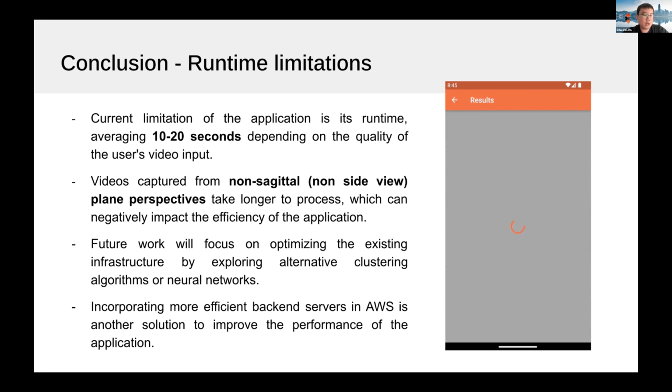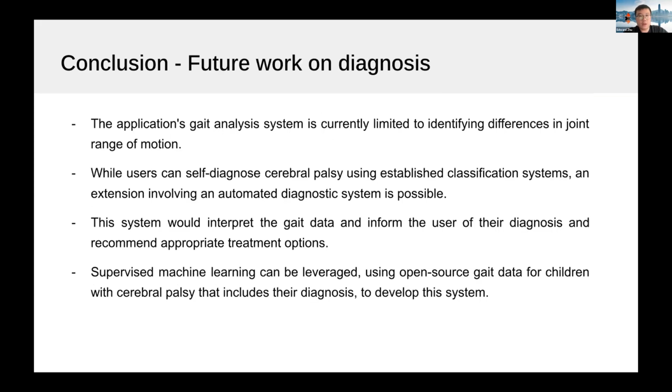And also incorporating a more efficient backend service in AWS could be another solution to improve the performance of the application. Another point on the conclusion is future work on diagnosis. Currently our application's gait analysis system is limited to showing the differences in your joint angles. While users can use this data to self-diagnose using established classification systems, a better system would automatically interpret this gait data output and automatically inform the user of their potential diagnosis and recommend appropriate treatment options.